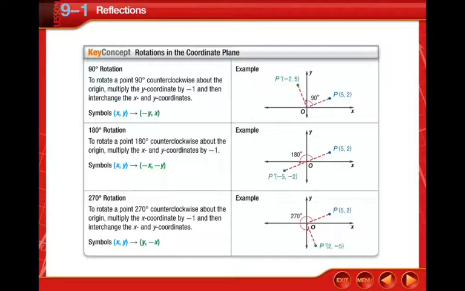So rotations on the coordinate plane are a little bit more complicated unless these three things are happening. If they are counterclockwise about the origin, these three things can happen depending on the angle. For 90 degrees, you change the sign of Y and flip them. For 180 degrees counterclockwise around the origin, you change the sign of both X and Y. If it's 270, then you change the sign of X and flip them. So again, 90, change the sign of Y and flip; 180, change the sign of both; 270, change the sign of X and flip.